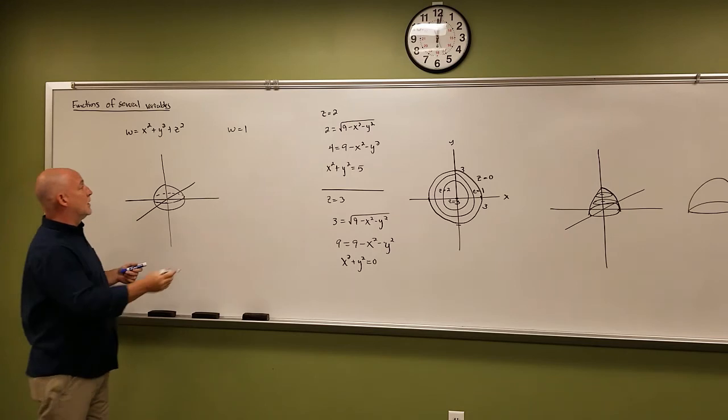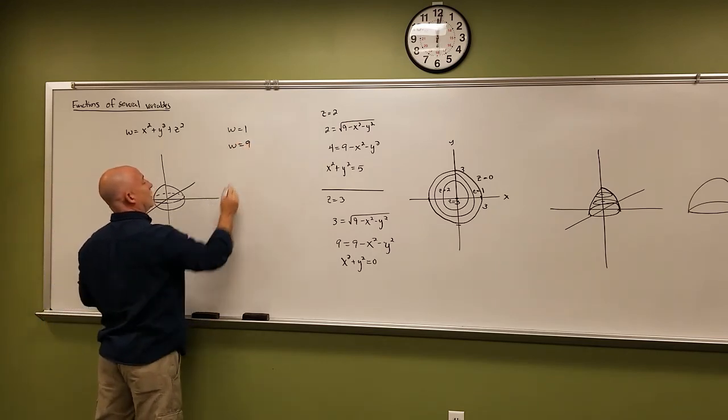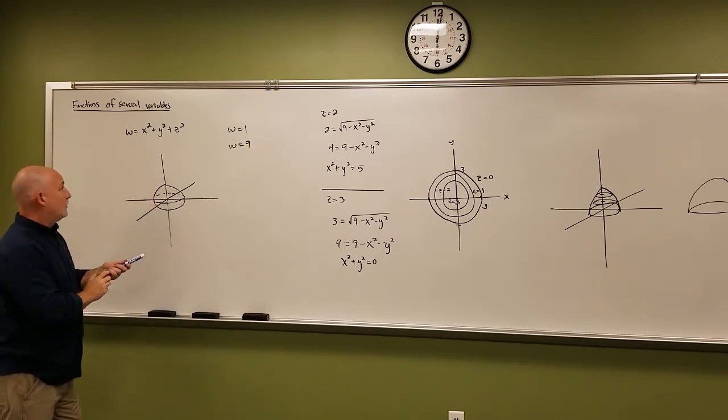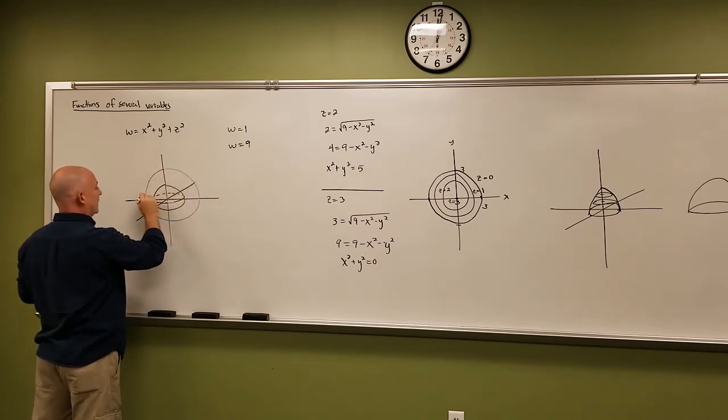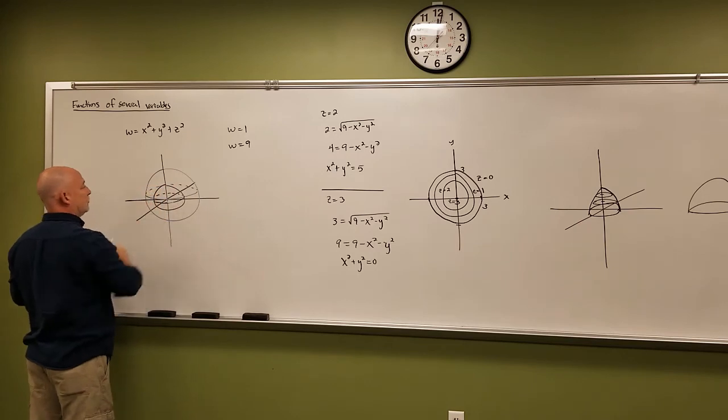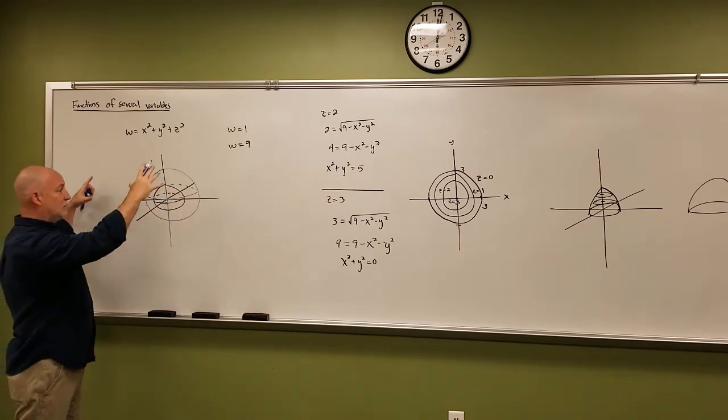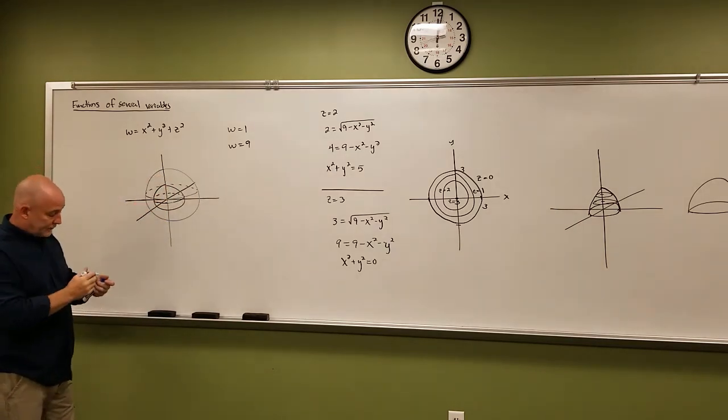And then you plug in another number. Let's say w is equal to 9. So there, that would be a sphere of radius 3. So you'd end up with a sphere like this that has a bigger radius of 3, and you get these surfaces inside of other surfaces.